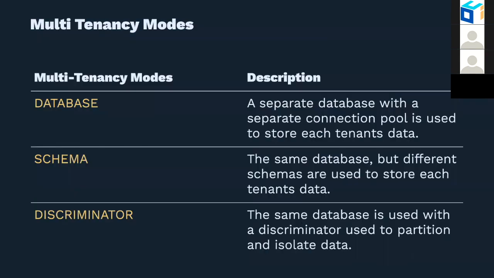There are three modes when we talk about multi-tenancy in GORM. There is the database mode, where we have a separate database with a separate connection pool for each tenant. And then we have schema, where we have the same database but different schemas. And then we have discriminator, where we have the same database, but we use a column, a discriminator, in the domain class tables to differentiate between those.